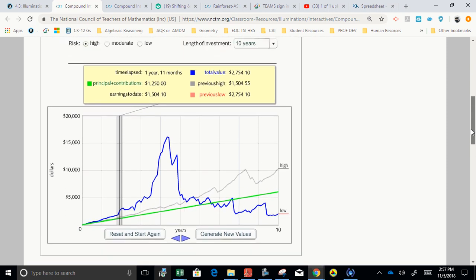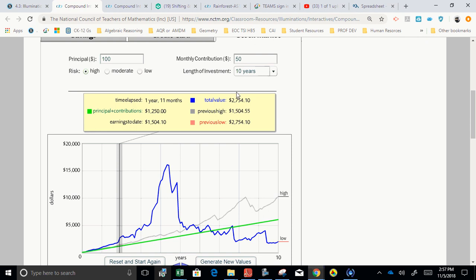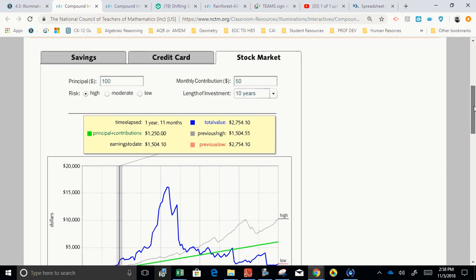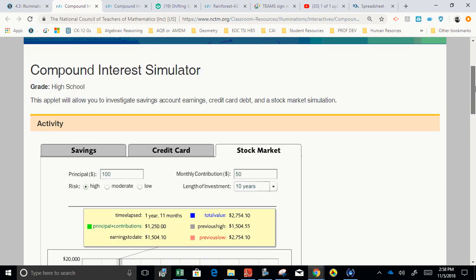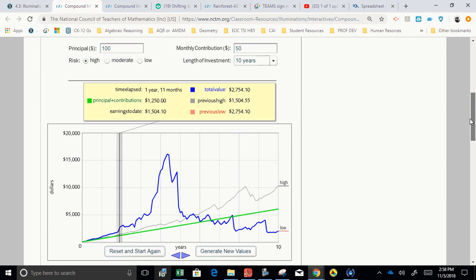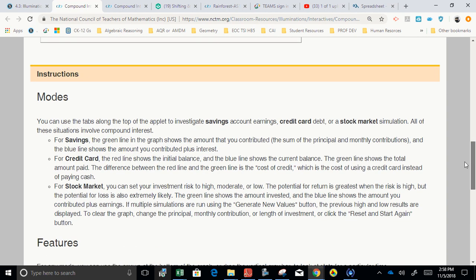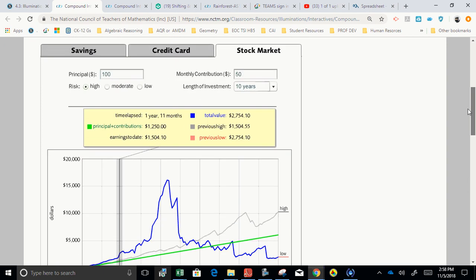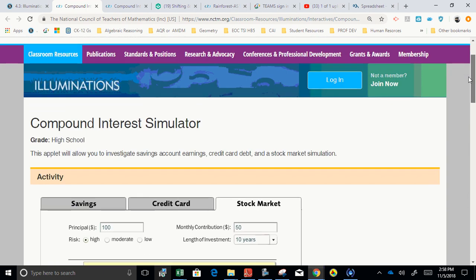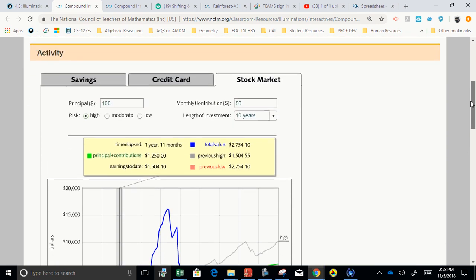The thing about the stock market, though, is that you don't want to be putting in money all the time. You want to leave it there for a long time, so when you retire, you can't work, or something happens, you have something to get out. This applet will show you how to investigate savings account earnings, card debt, and stock market. All right, so you follow those directions, make your explanations, and then make your conclusions. And that's it.